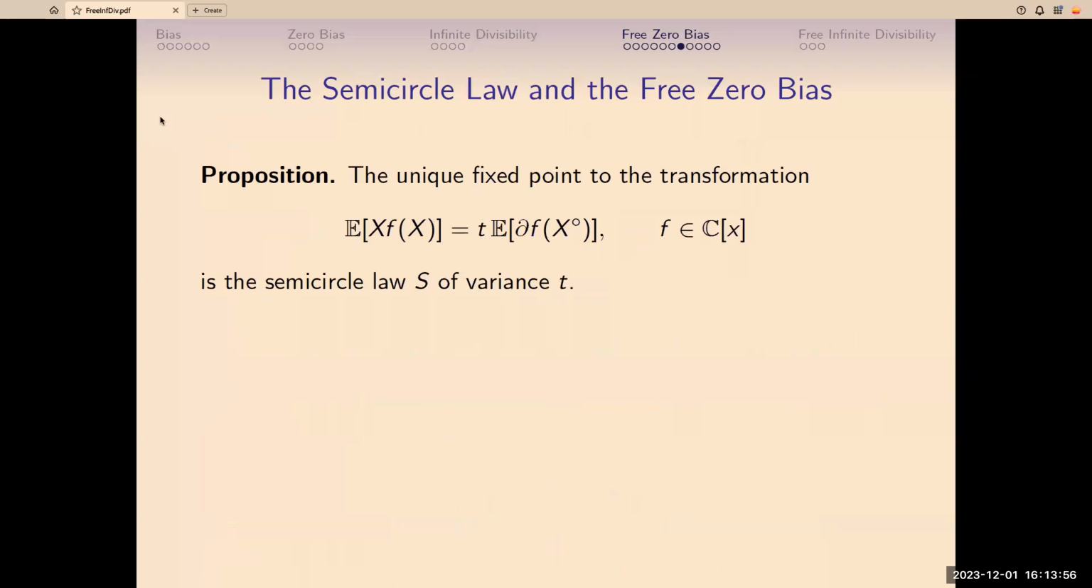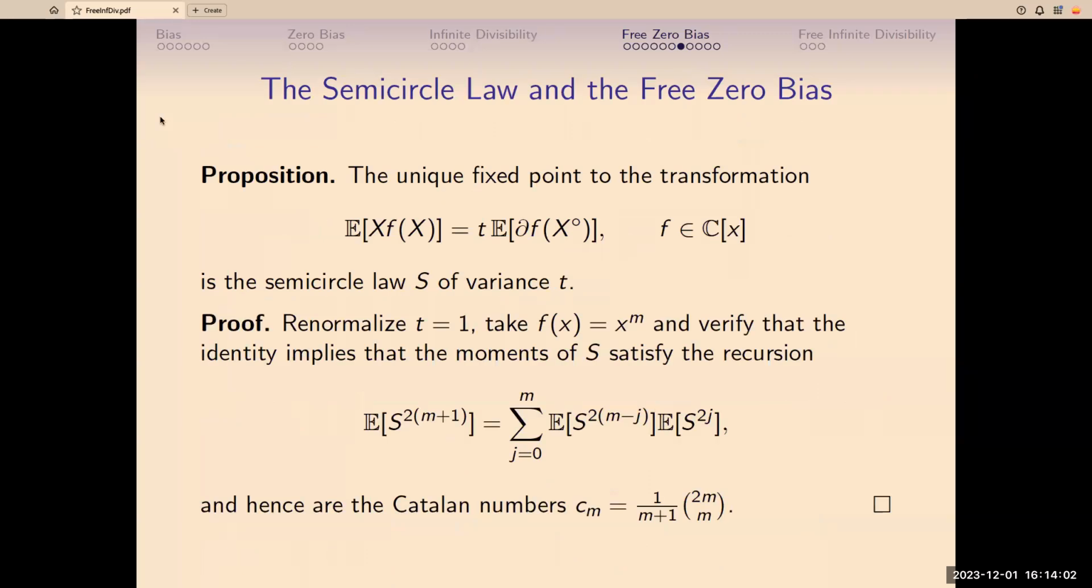That is, you can take a square root. And then you can ask, does it have a nice fixed point? What fixed point should it have? The fixed point it should have would be the semicircle law. So you can take a sequence of powers and plug those in, and indeed you get the Catalan numbers, which are the moments of the semicircle law. So this transformation looks like it's the right thing.